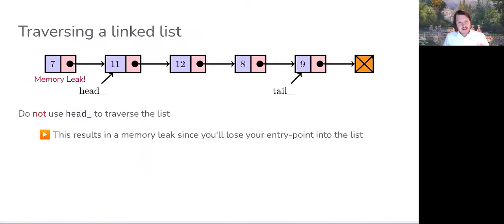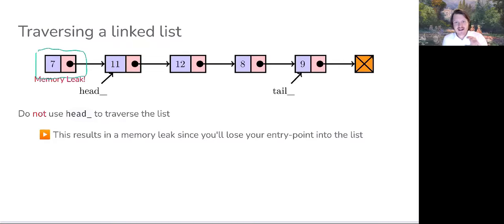Now, before we get into the actual traversal process, I just want to point out one common mistake, and that is people will sometimes attempt to use the head pointer to traverse the linked list. The problem with this is that if we were to change head to point, instead of at the first element, to, say, the second element as shown in this diagram, we've now lost all references to this node. Head was our only way to get into the sequence.